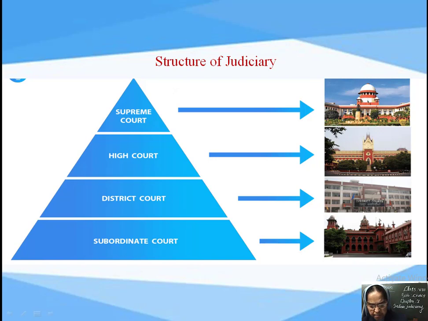Structure of the judiciary. The Indian judiciary has a pyramidal structure. The Supreme Court, which is the highest court in the country, is at the top of the pyramid. Below the Supreme Court are the High Courts. The High Court is the highest court at the state level. Some states and union territories share a common High Court. Below the High Courts, there are subordinate courts.